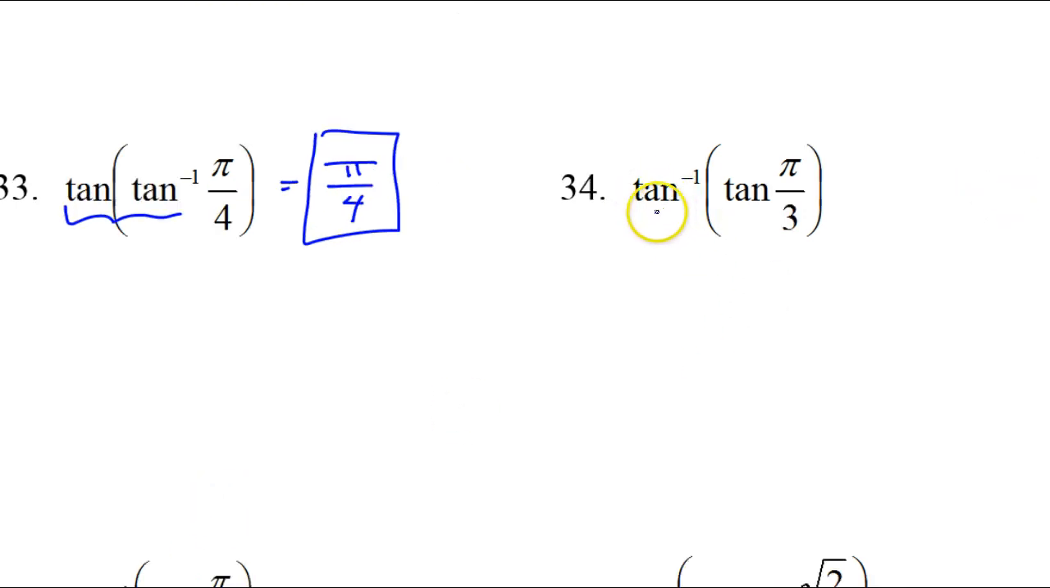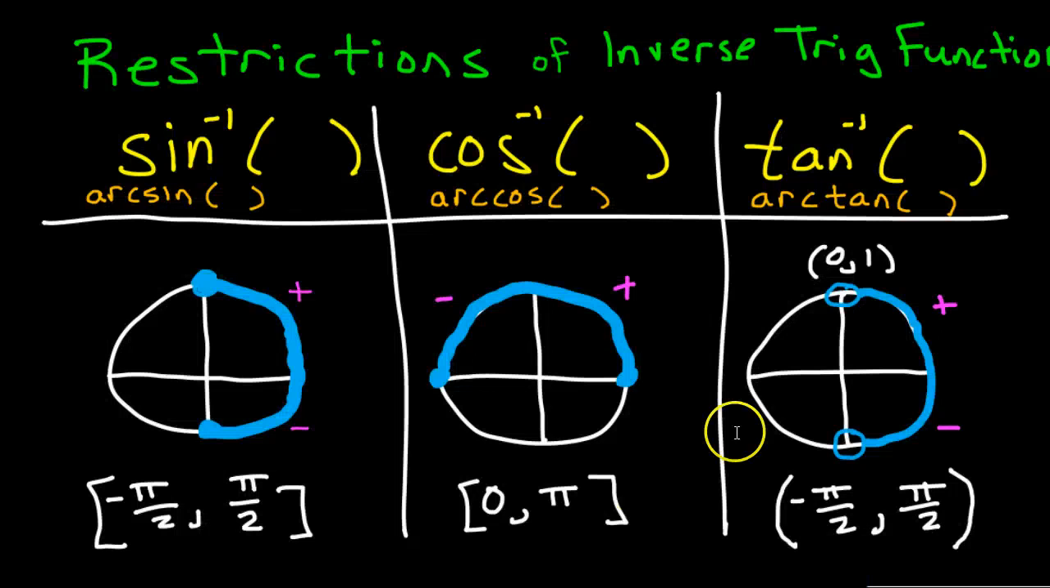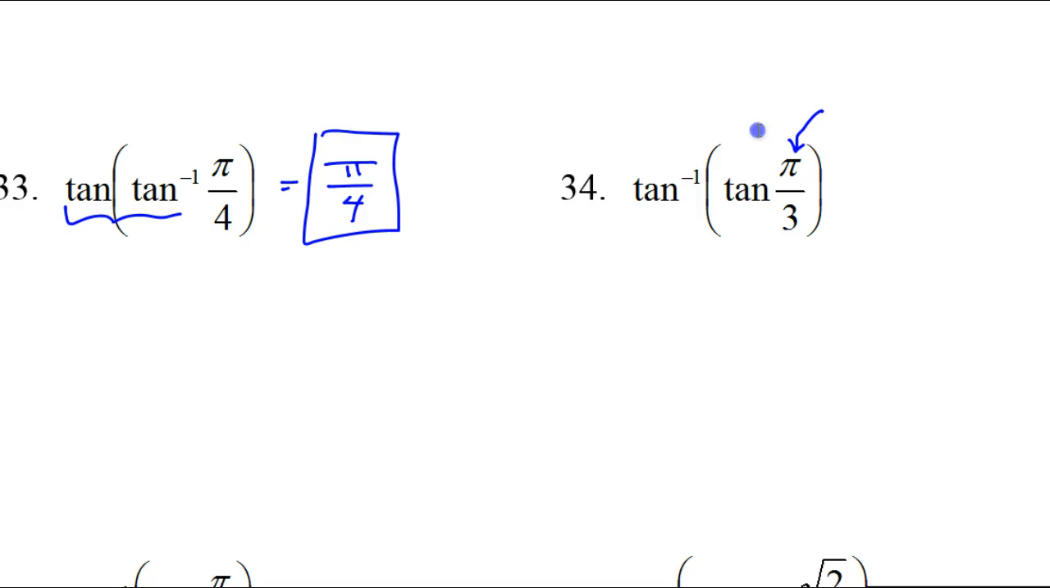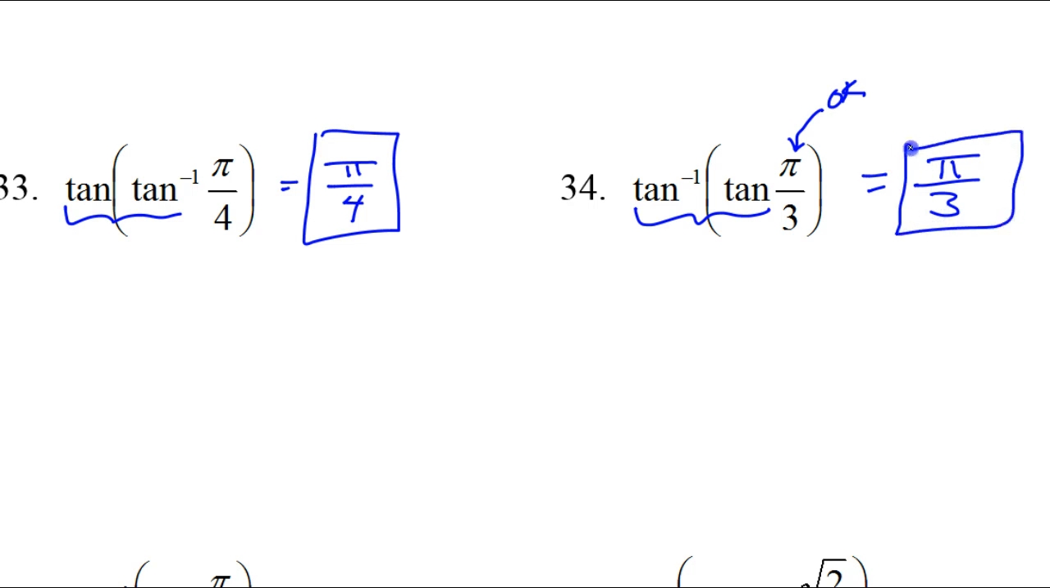Okay, this one, the inverse trig function is on the outside. So I just need to worry, is this okay? Is this within the restricted range? Well, pi over 3 is in the first quadrant, and the first quadrant is within everybody's restrictions. So this is definitely okay. So I can just go ahead and cancel these out. So I am going to get pi over 3. So keep that in mind and you'll be okay.